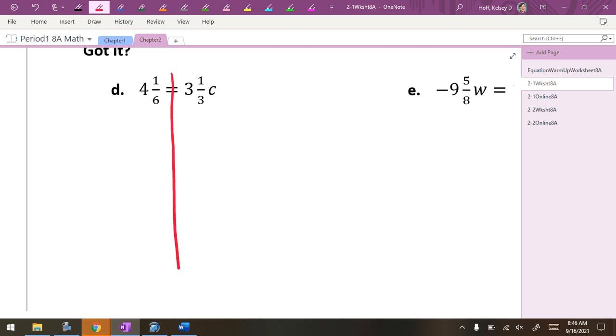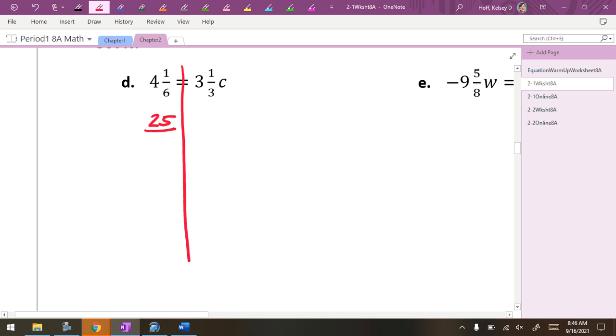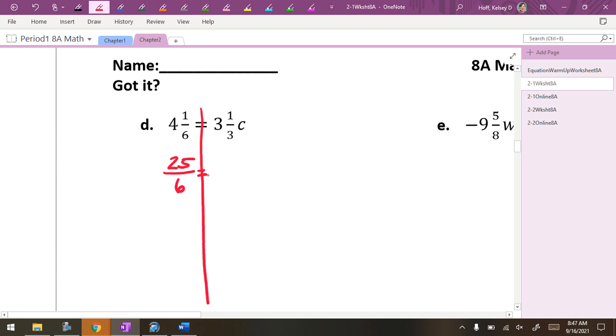All right, so we take, everybody, 4 times 6, and we get 24 plus 1, 25. Nope, don't flip it. 25/6. When you're changing it, don't flip it. Okay? On the right-hand side, 3 times 3 plus 1. 10/3. Don't flip it. Okay, put the C with it.